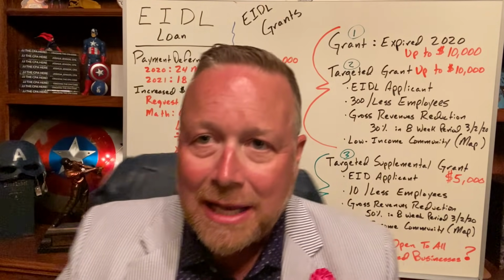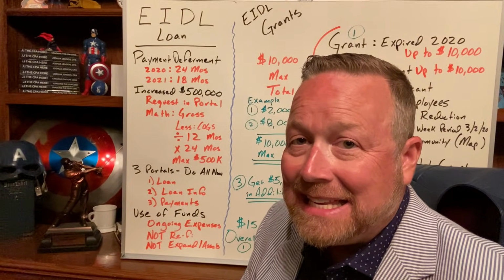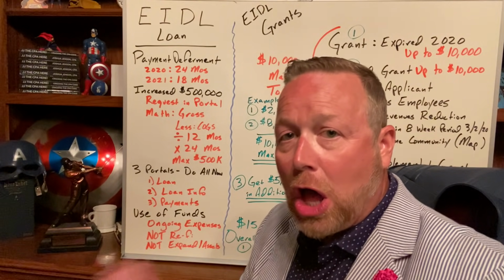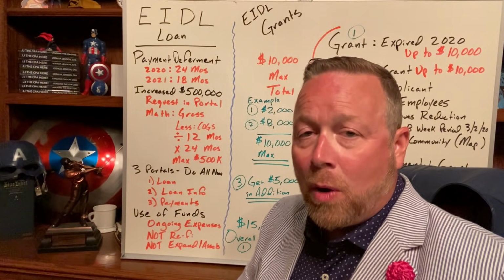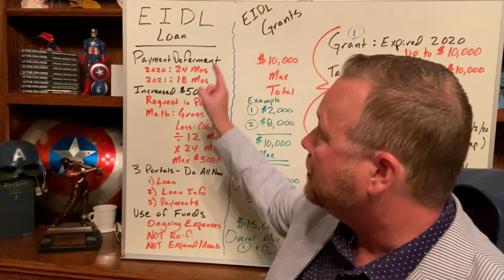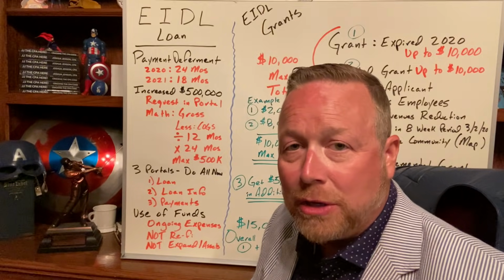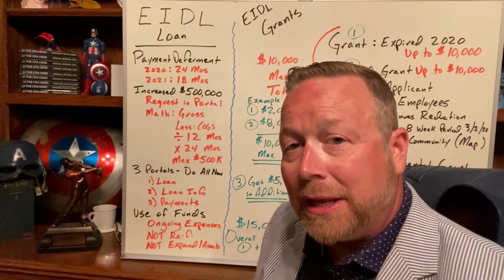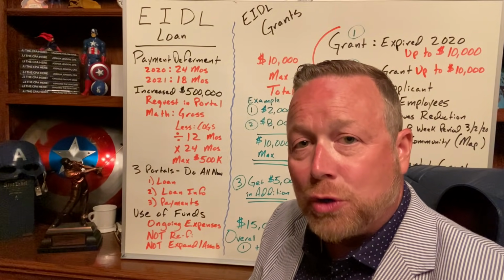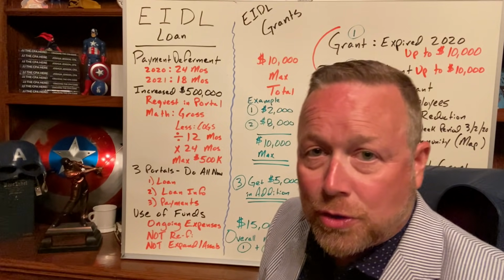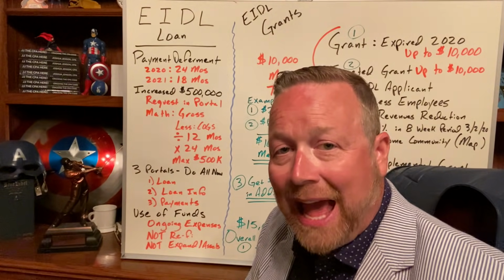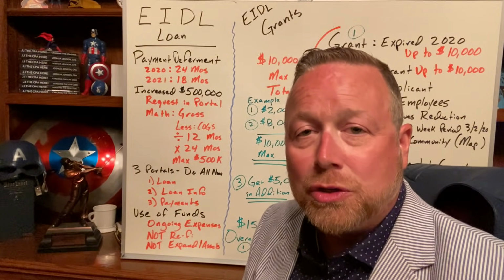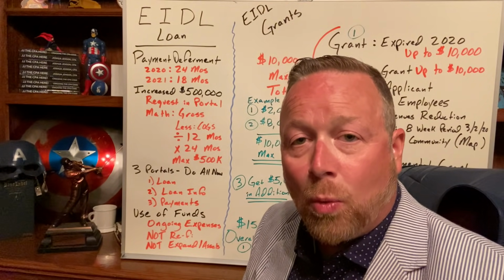But let's get into the EIDL portion, the loan aspect of this. And on the update, I want to make sure you're aware that if you got the disbursement in 2020, your loan deferment is 24 months in terms of payments and when interest starts to accrue. And your loan deferment is 18 months if your loan is dispersed in 2021.